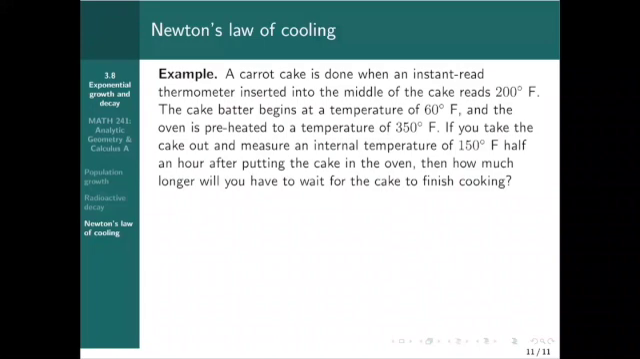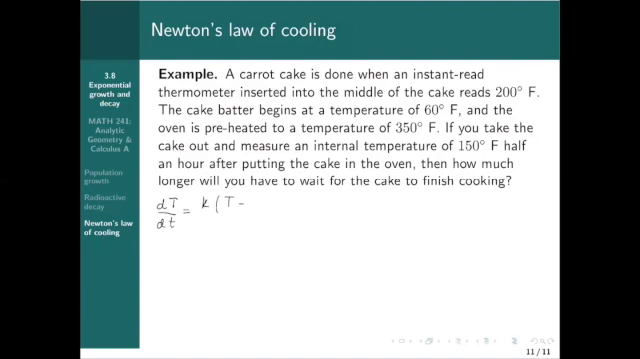Let's consider this last example, which states the following. A carrot cake is done when the temperature of the cake is 200 degrees Fahrenheit, and the cake batter begins at a temperature of 60 degrees Fahrenheit, and the oven is preheated to a temperature of 350 degrees Fahrenheit. So if you take the cake out of the oven and measure the temperature of 150 degrees Fahrenheit half an hour after putting the cake into the oven, then how much longer will you have to wait for the cake to finish cooking?